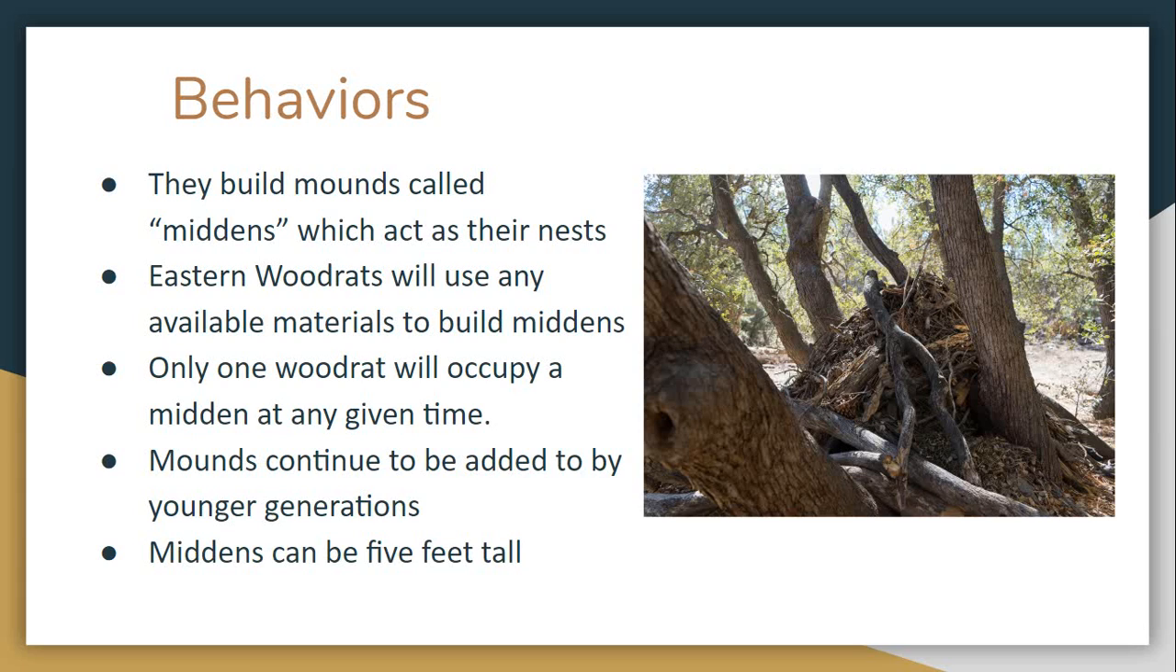Only one wood rat will occupy a midden at any given time, and these mounds can continue to be added onto by younger generations or other wood rats that take over the nest when the older ones pass away or die due to predation or something else. And the middens can reach sizes of almost 5 feet tall.